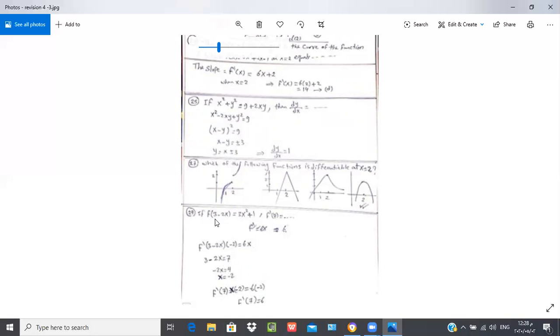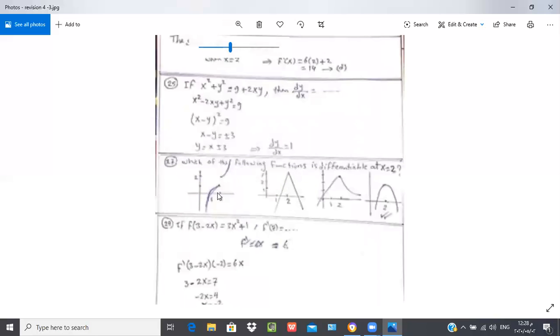He asks you to find f of 3 minus 2x equal 3x squared plus 1. And he asks you to find f dash of 7. So here, I want you to find f dash of 7. If I want to find f dash of 7, leave this part. Here, the result will be 6. I will tell you how.